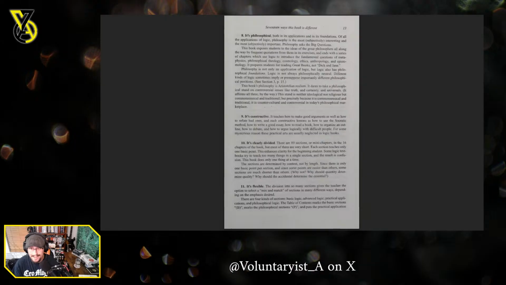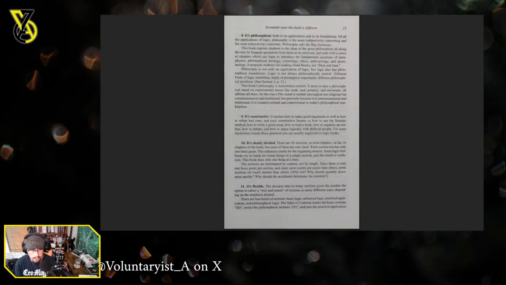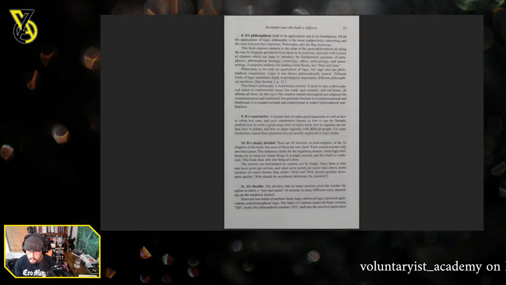Number 9, it's constructive. It teaches how to make good arguments as well as how to refute bad ones, in such constructive lessons as how to use Socratic method, how to write a good essay, how to read a book, how to organize an outline, how to debate, and how to argue logically with difficult people. For some mysterious reason, these practical arts are usually neglected in logic books.